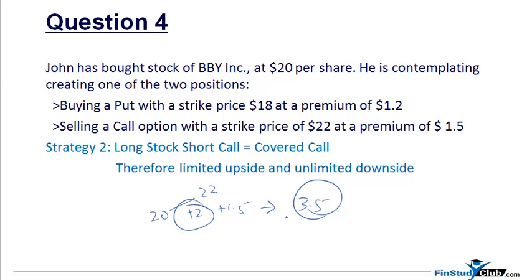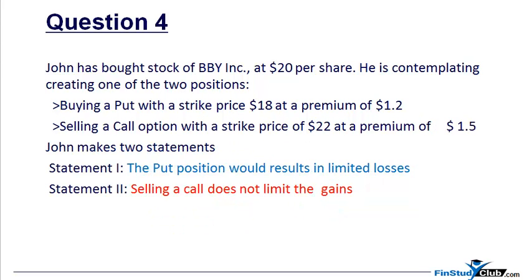What about the losses? Well, the losses could be unlimited. In case the stock were to go down, and let's say go down to $10, he loses $10 out here. Well, he gets compensated only to the extent of $1.5, the premium that he would have received. So still the loss is huge. So one would say there would be limited upsides and unlimited downsides. So that's a covered call strategy.